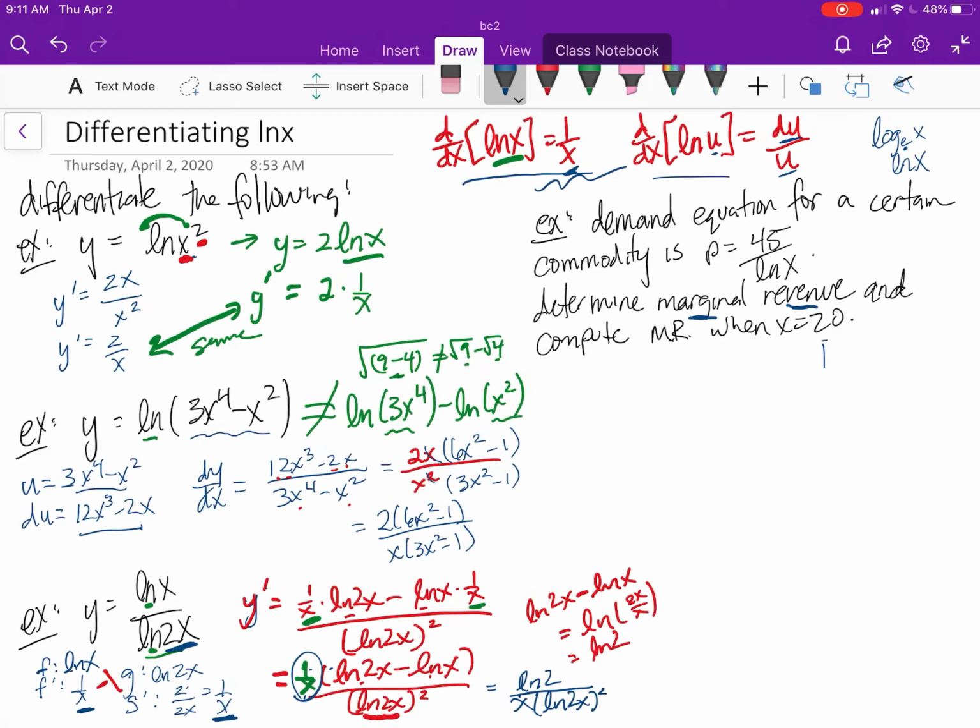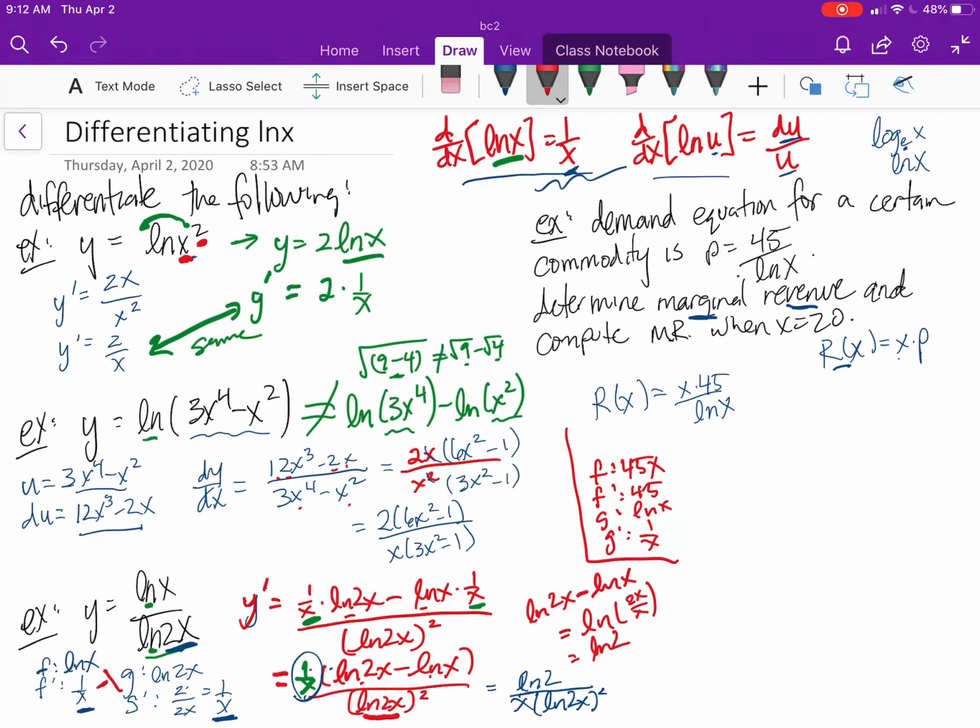Revenue, so we have another formula, is x times P. So we need to find this revenue, x times that p that we have here, and then take the derivative. So the revenue function is x multiplied by 45 over ln x. Now we need the derivative because we need marginal, so we're going to need quotient rule. f is 45x, f prime is 45, g is ln x, g prime is 1 over x. So the derivative is f prime g, 45 ln x, minus f g prime, 45x times 1 over x, all over g squared, ln x squared.